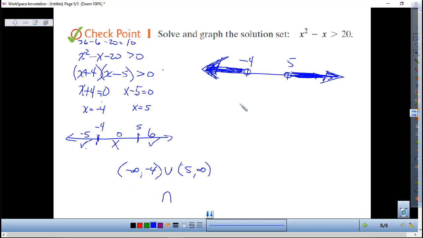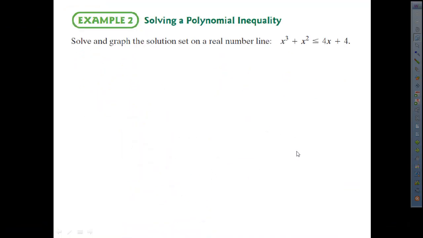All right, so check your work. Moving on. Let's solve one just a little more complicated, not too bad. We've got x cubed plus x squared is less than or equal to 4x plus 4.